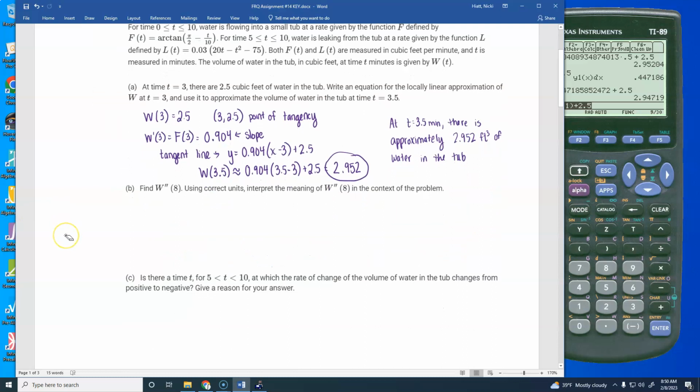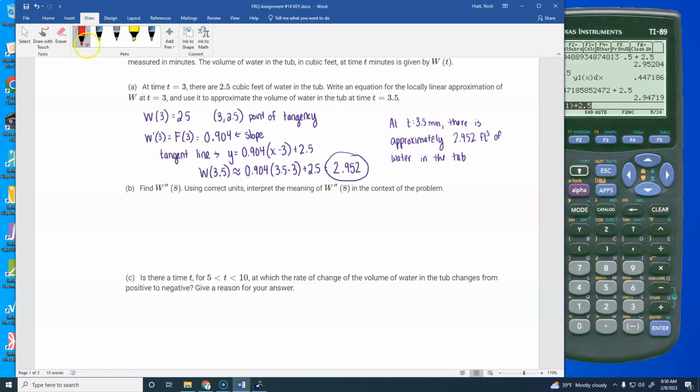All right, so we are now supposed to find W double prime of 8. And using correct units, we are to interpret the meaning of W double prime of 8 in context of the problem. So now we are looking at the time being 8. Is the tank leaking at time equals 8? It is, right?